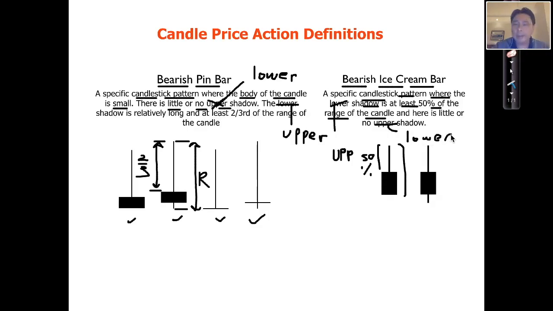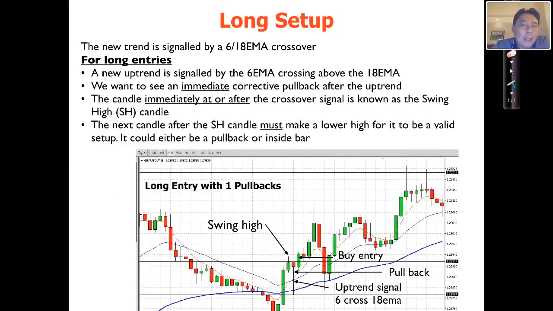Okay, so get that definition clear, and then we're going to move on to the specific entry and exit rules. All right, so let's take a look at how we set up for a long trade. The first thing is when we're going to go long, we're looking for a new short-term uptrend. And we identify a new uptrend by the 6 EMA, the 6 exponential moving average, crossing above the 18 exponential moving average. So again, a new uptrend is signaled by the 6 EMA crossing above the 18 EMA.